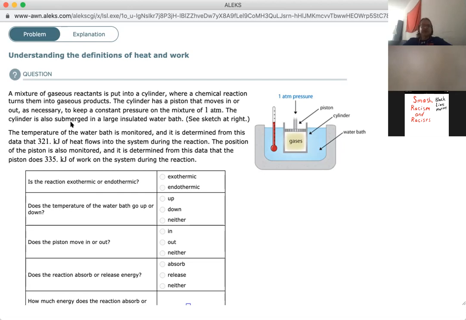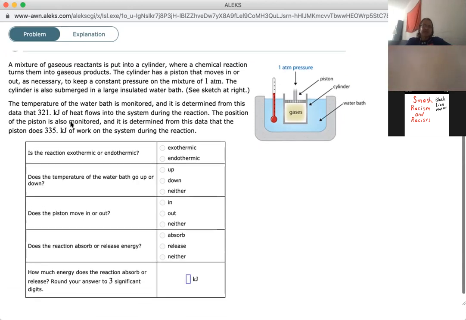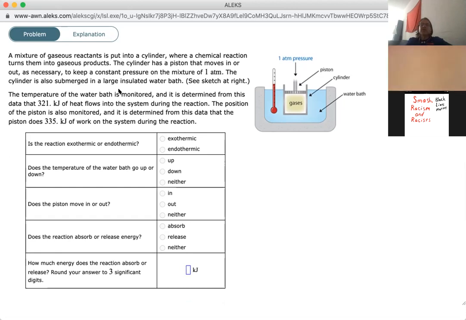Is this reaction endothermic or exothermic? Does the temperature go up or down? Does the piston move in or out? And does the reaction absorb or release energy? And then how much energy does it absorb or release? Okay, so let me stop share. I'm going to go over heat and work.